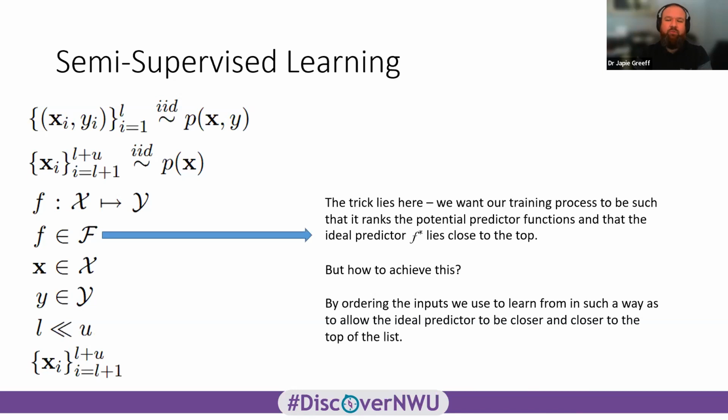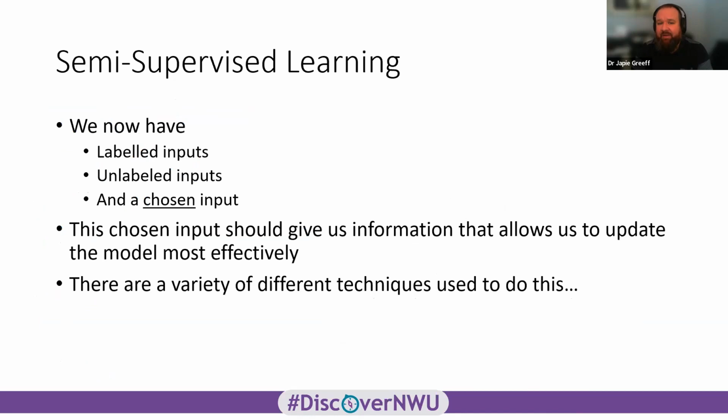Okay? So what we have now is a collection of labeled inputs, a collection of unlabeled inputs, and then a chosen input. So in every iteration, we're going to choose from the set of unlabeled inputs some specific input that is going to give us the most information that we need to update our model most effectively. Okay? And there are a number of ways of actually doing this, and different techniques can be used. But one of them is going to be active learning.